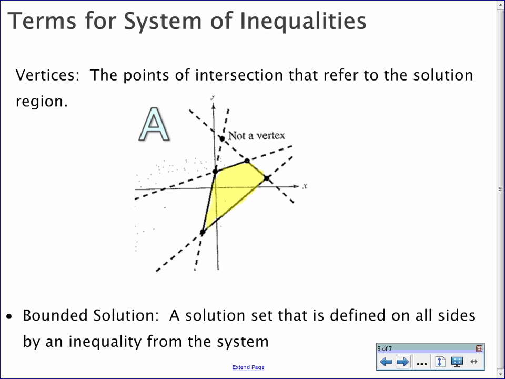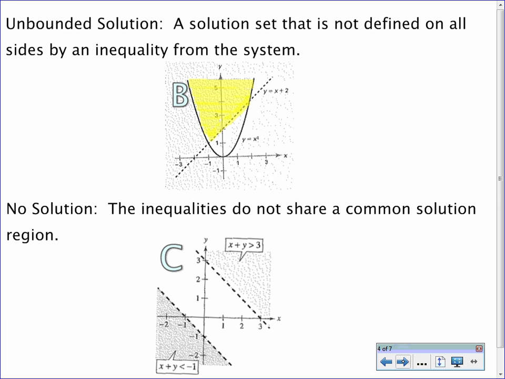Okay, so there's 3 different kinds of solutions that we can get. We can get a picture that looks like this, which is bounded. We can get a picture like this. This yellow is going to keep going and going and going inside of the parabola. This is unbounded. And then this is no solution. This line is shaded this way. This line shaded the opposite way. These lines are parallel. They never intersect. So their shadings are never going to intersect. So that is possible.